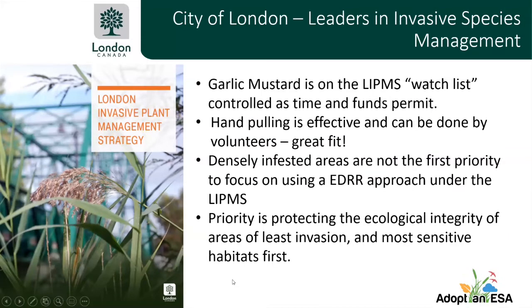So that London Invasive Plant Management Strategy is a great document. It's available online. In that strategy, there were 5 species identified as priorities, and then there were a number of species identified on the watch list, and those are controlled as time and funds permit, and that includes garlic mustard. Fortunately, hand pulling is really effective, as Vicki was showing us, and can be done by volunteers, so it's a great fit for the Adopt-a-Patch, Adopt-an-ESA groups to continue to do.